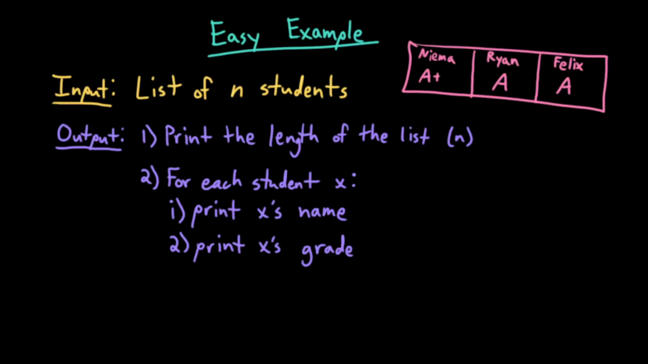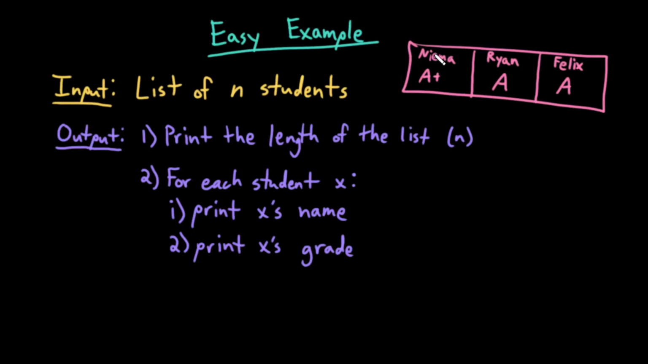Let's take a look at this simple example. Let's say I have an algorithm where given an input of n students, so input is a list of n students, it will first print the length of my list, in other words, print n, then for each of my students, it will print the student's name and print the student's grade. So let's work out what the algorithm does on this simple example.